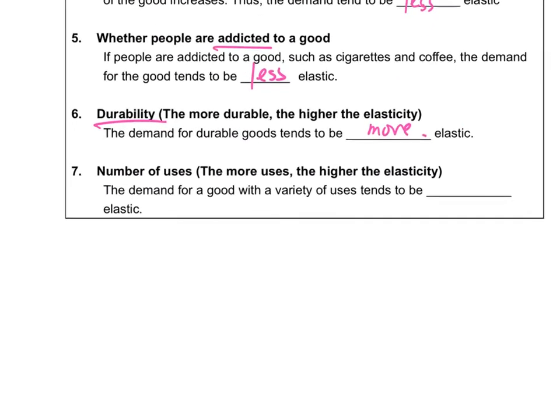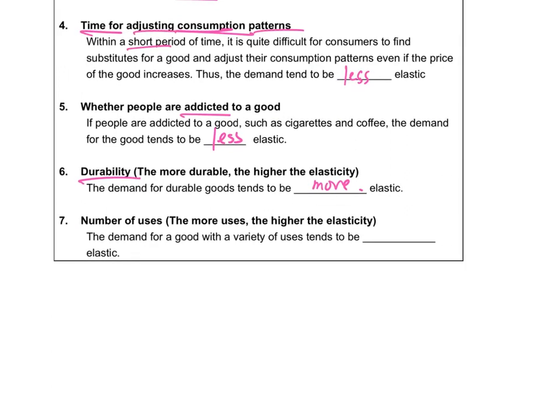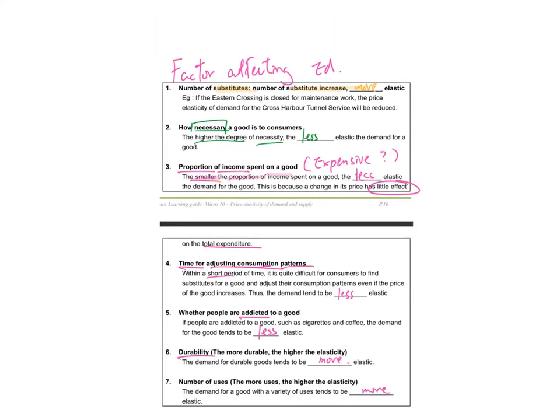Then the number of users. That means the effect of how many people will change. The more people change, the more elastic. Very simple. These factors are important for the MCQs. You need to be able to identify how they affect the elasticity of demand. And later on, we will learn how they change the elasticity of supply. You just remember this.